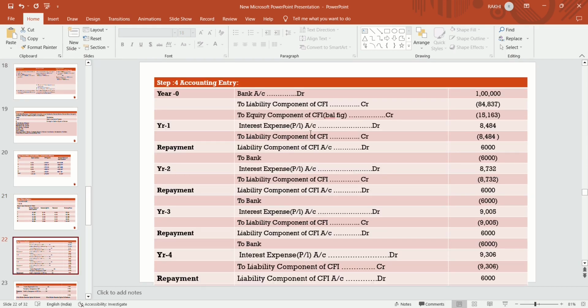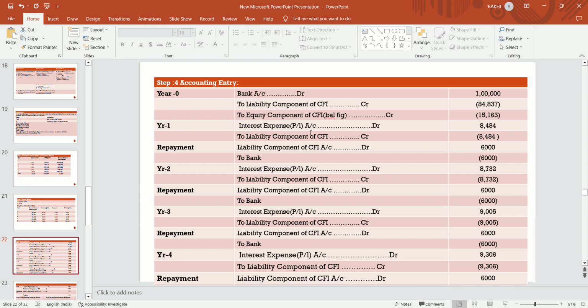In year 1 the accounting entry is: bank account debit by 1 lakh, to liability component of CFI, which is the present value of the redemption value, that is the principal amount, and also the interest component, that is 84,837. And the equity component of CFI is the balancing figure, that is 1 lakh minus 84,837, that is 15,163. This is recognized as an option, because the holder may opt to convert into shares.